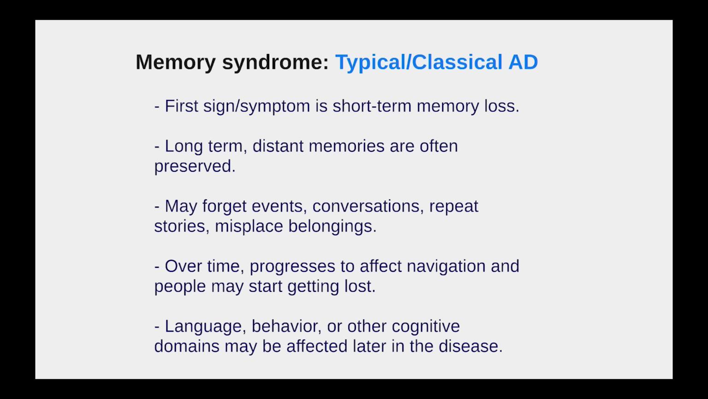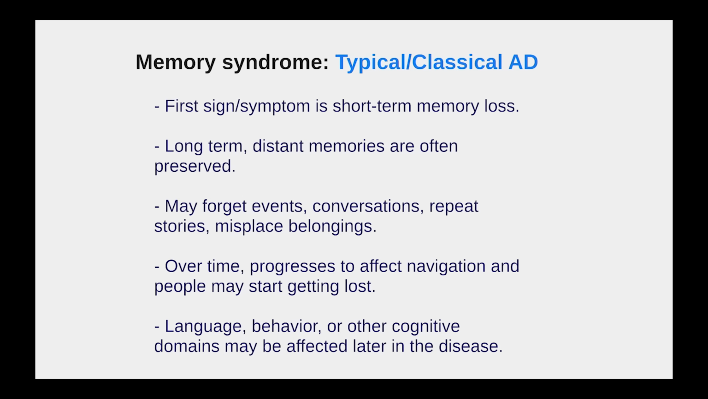So let me start talking about memory syndrome. People who have this typical or classical, what we call amnestic manifestation of Alzheimer's disease, their first sign usually is short-term memory loss, meaning that they start forgetting things that happened recently, not long ago, last week, 3 weeks ago, this morning. And as the disease progresses, that time delay might become shorter and shorter, where they might forget a conversation that just happened an hour ago or something that someone said 10 minutes ago.